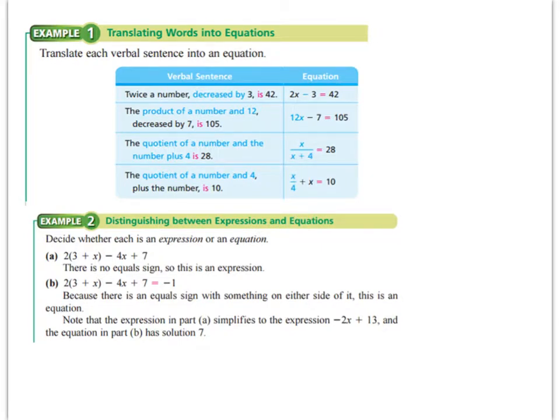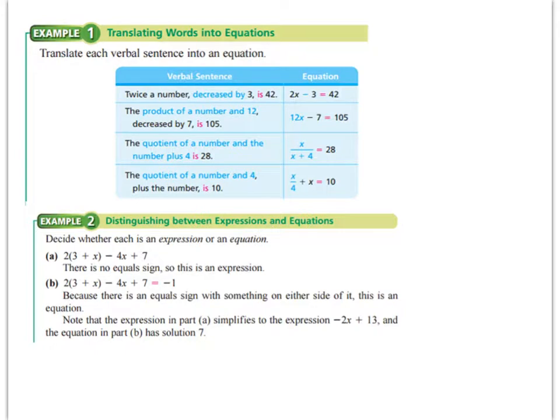Slightly different example for the next one, the quotient of a number and 4, comma, plus the number is 10. So quotient of a number and 4, x over 4, plus the number, plus x, is 10. So a little bit different translation there, so make sure you pay very close attention to that.